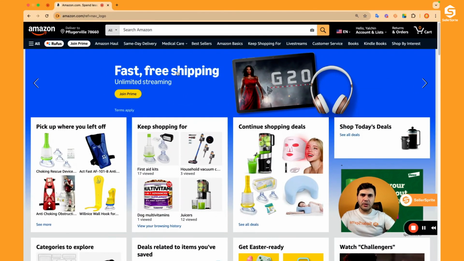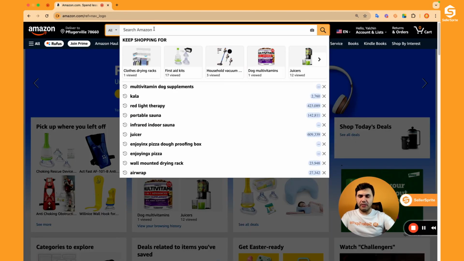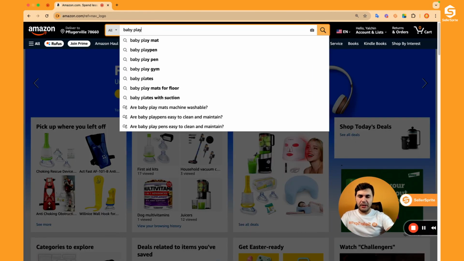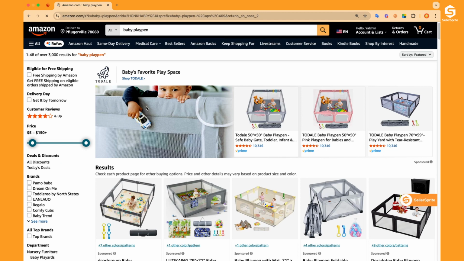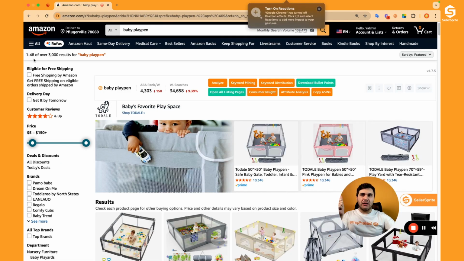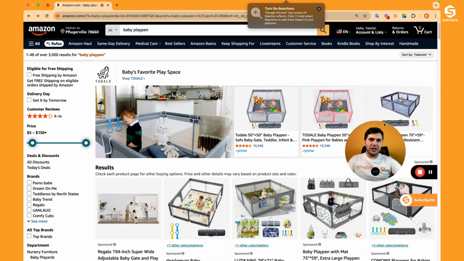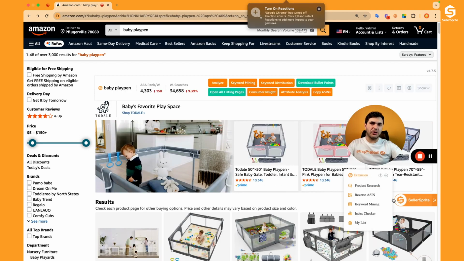Here I'm on the Amazon search page. Now I'm gonna search some keywords, for example, baby playpen. Okay, I searched this keyword and I'm gonna pull all the ASINs and the products in the first page. There are 48 products on the first page. Okay, I'm gonna run the Chrome extension from SellerSprite to explore what's going on in the market.